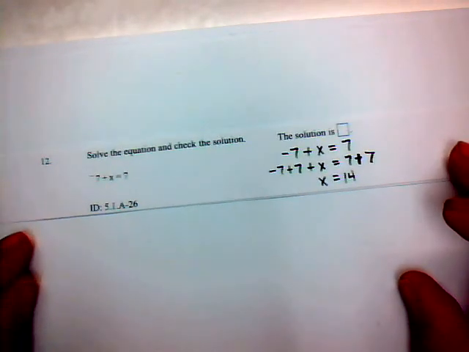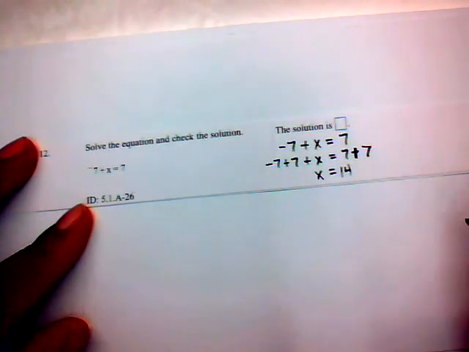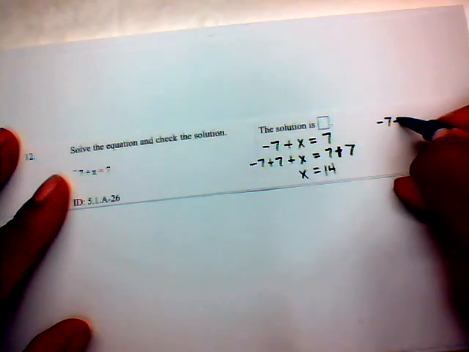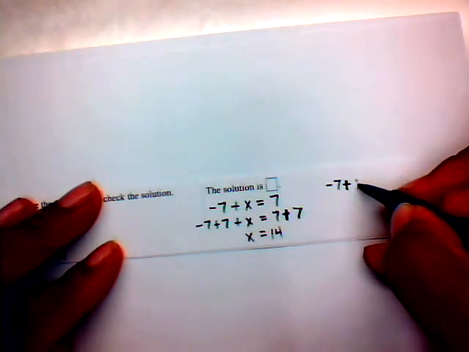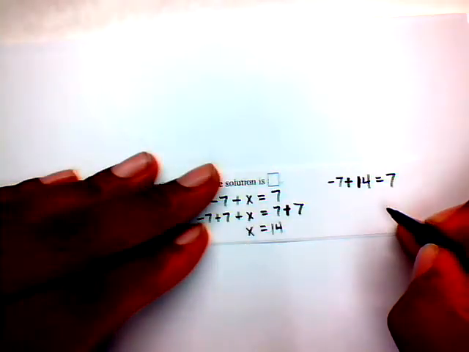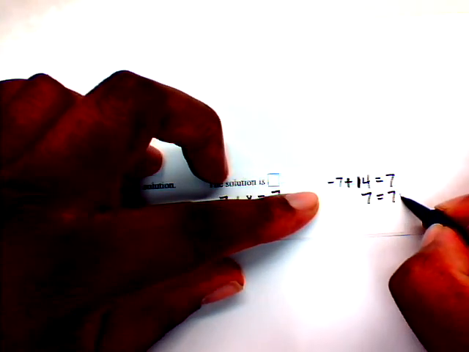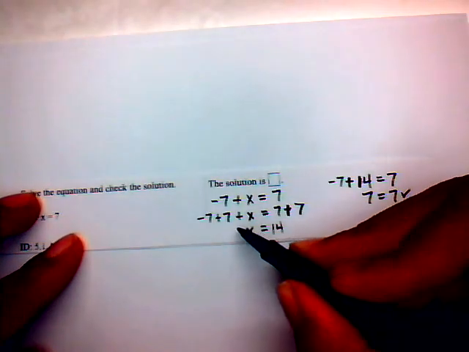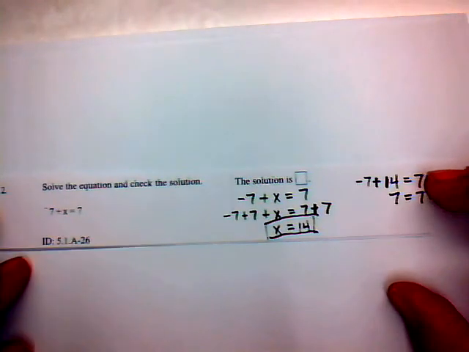Now to do the check, we take x equals 14, and we replace the x with 14 in the original equation. So now we've got negative 7 plus x, and x is going to be 14, so that's negative 7 plus 14. That should equal 7. And if you add negative 7 to 14, you do get 7. So that checks. So that means x equals 14 is the solution to that equation.